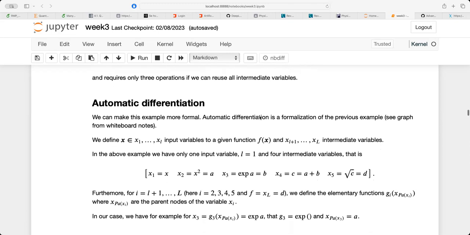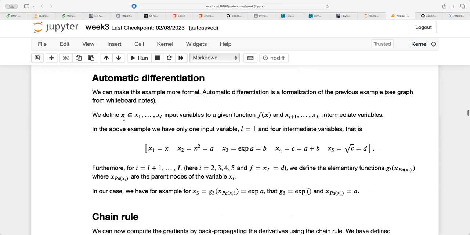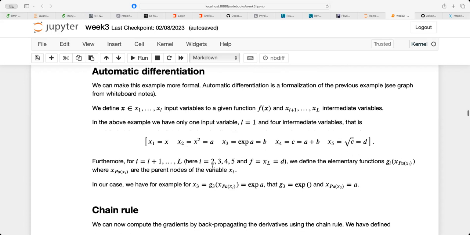So what you need to do, the final calculation, is actually to formalize this in terms of this computational graph, which you see from the whiteboard notes. And what you could define then is a set of input variables. In our case, in that example, there's only one, x. So what we have is x1 is equal to x. And then we define intermediate quantities. So these are all the intermediate quantities which we are setting up. And then for this i from L plus 1, actually in our case, this starts with 2 here. So here is 2, 3, 4, and 5.